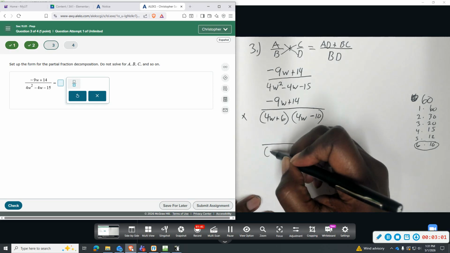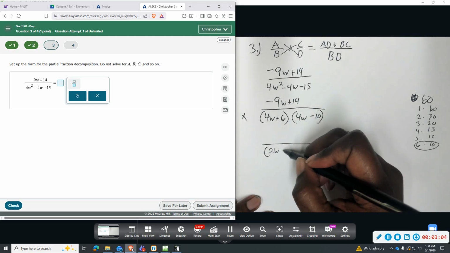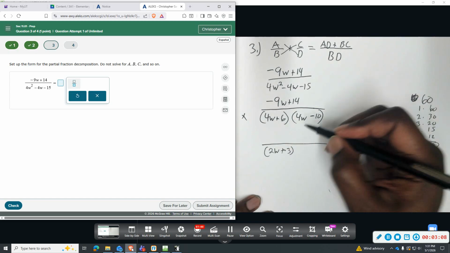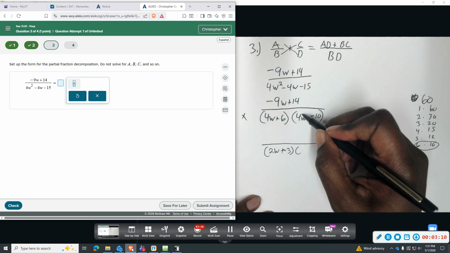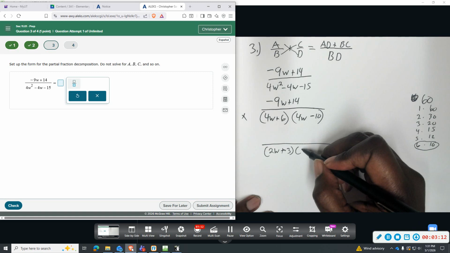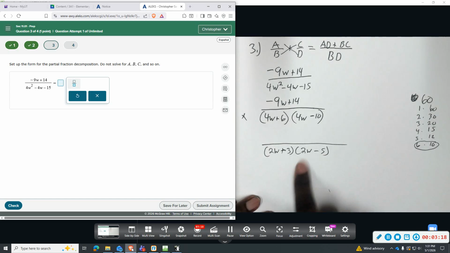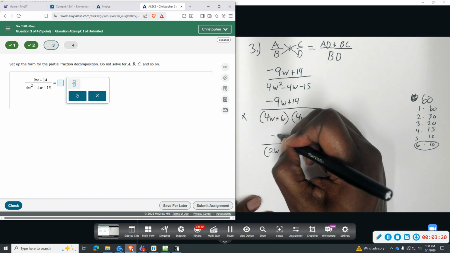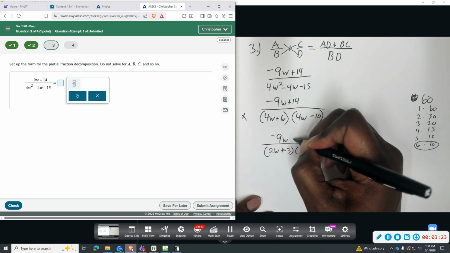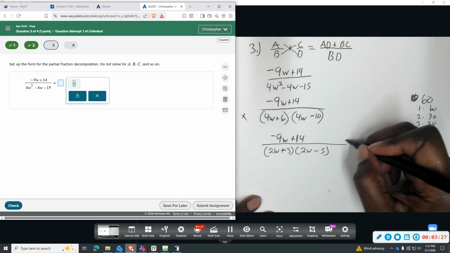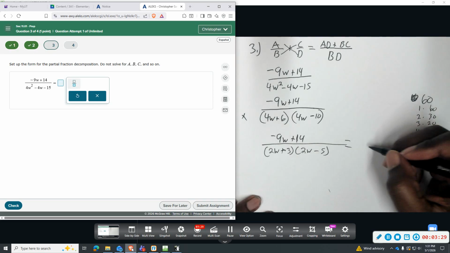So 4 divided by 2 is 2, plus 6 divided by 2 is 3, and we just get rid of it. That's going to correct what we didn't do correctly the first time. Divide both of these by 2, they're both even. So 2w, and 10 divided by 2 is 5. So this is going to be the factored form. The minus 9w plus 14 is still on the top. Okay, so when I split this up, I'm going to have 2 fractions.